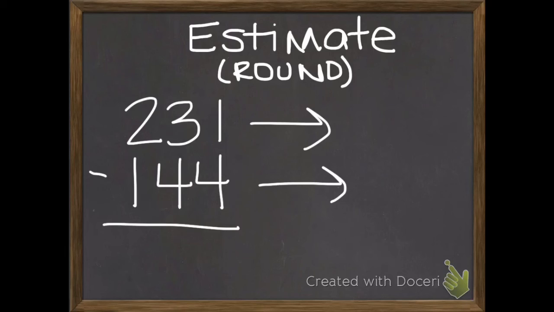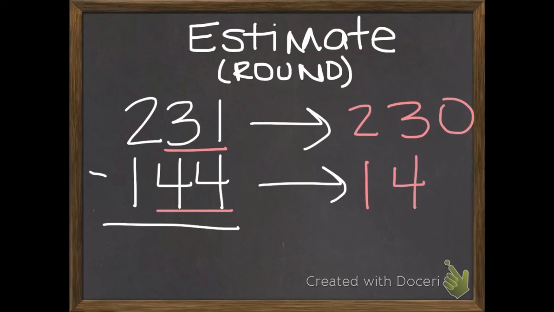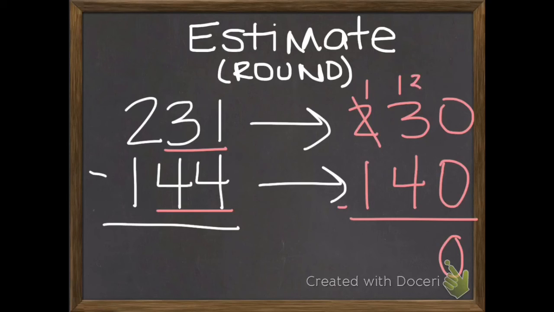Another way I can check my work is to estimate, which means round. The closest 10 I can find to 231 would be 230. And the closest 10 to 144 would be 140. So I'm just going to subtract these with the standard algorithm. And I get 90. So this is an estimate of what my difference would be.